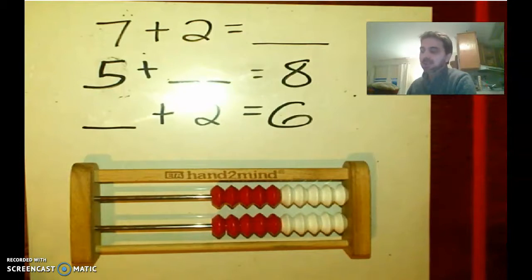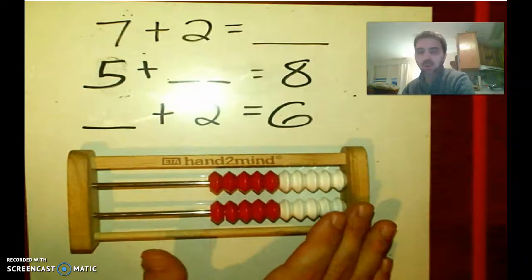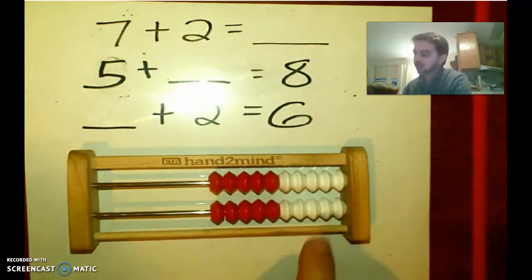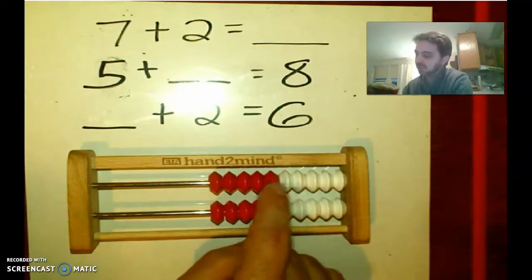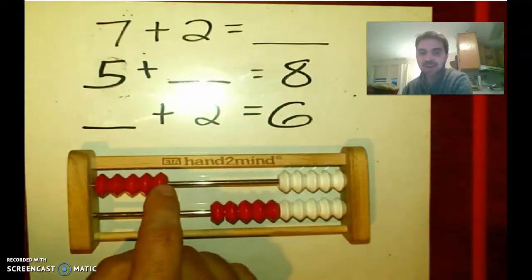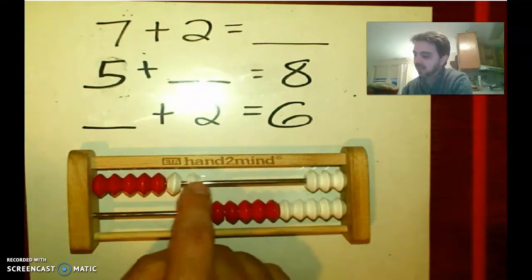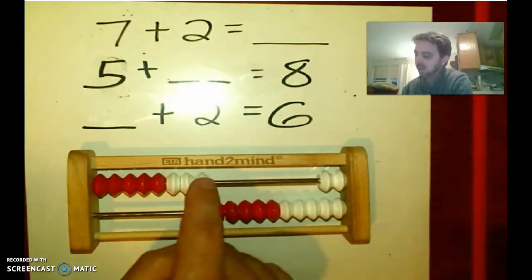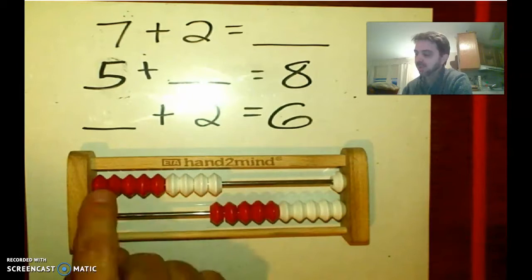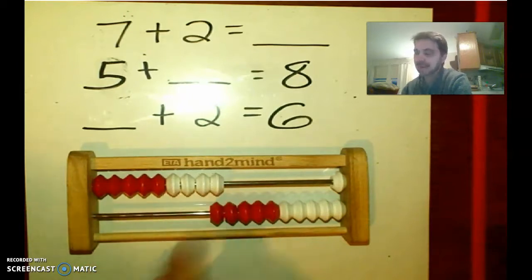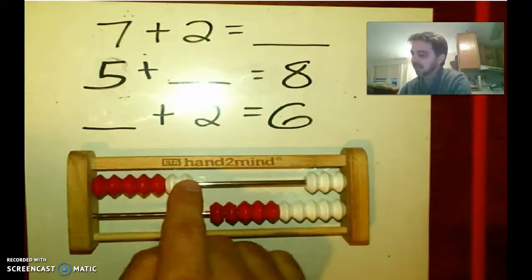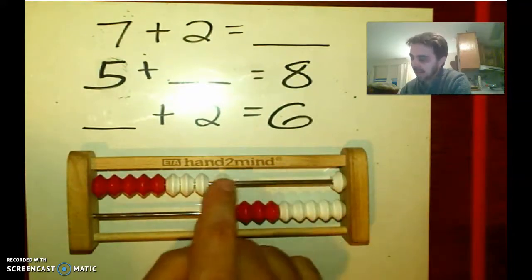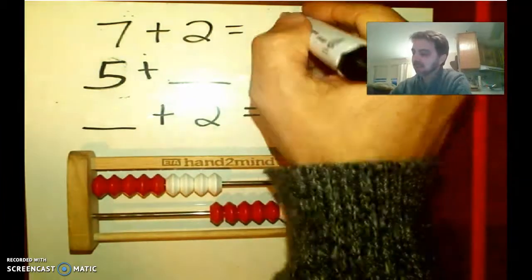So for example, if we're doing 7 plus 2, you could use your Rekenrek. You could use the top or the bottom. I'm going to use the top, so I'm going to do 7. I know that's 5, 6, 7, plus 2 more. 1, 2 gives me 5, 6, 7, 8, 9. Or I could think of it as 7, 8, 9. So my answer would be 9.